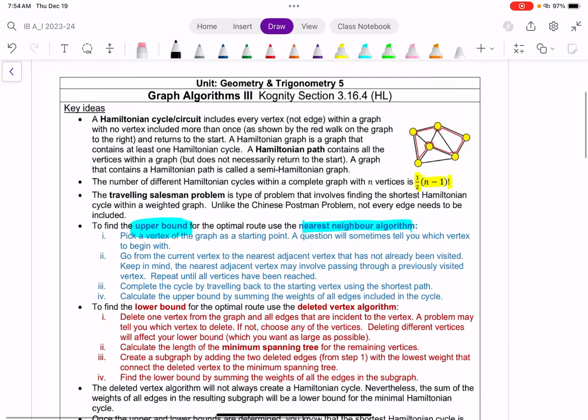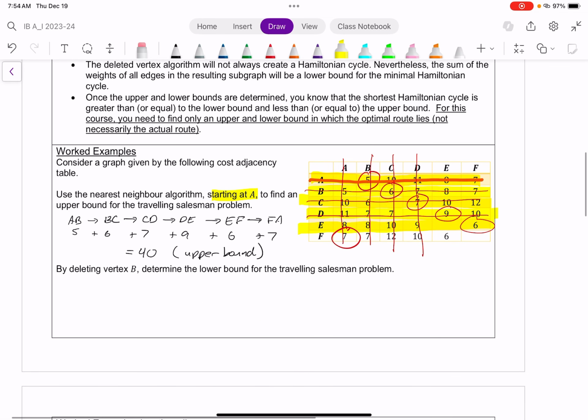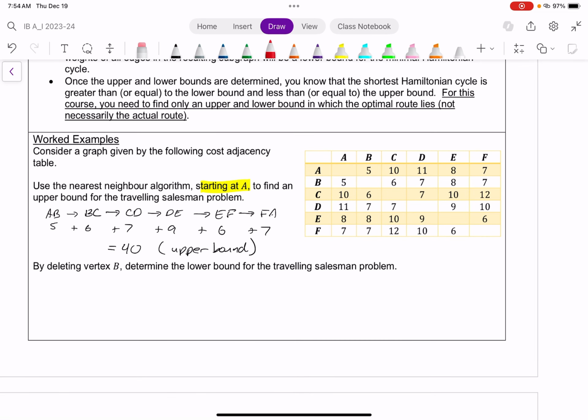So for the lower bound, we call this the deleted vertex algorithm. First, we start by, appropriately enough, deleting a vertex. And quite often you're told which one to delete. So I'm going to erase all my messiness here. But it's telling us to delete vertex B. So for a moment, let's pretend vertex B is not there. So on a graph, you can erase it or scratch it out for a bit. On a table, I just cross it out. So for the time being, vertex B is not there.